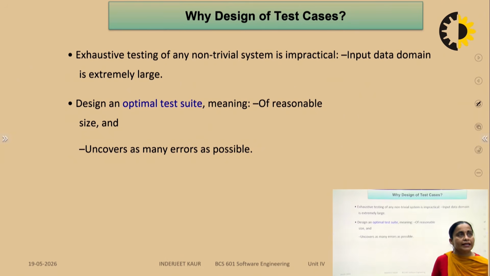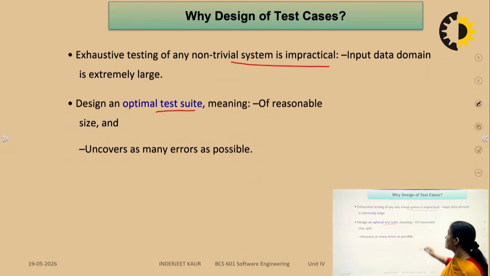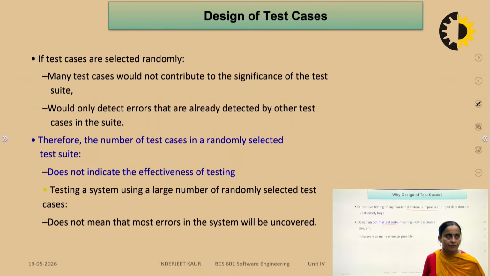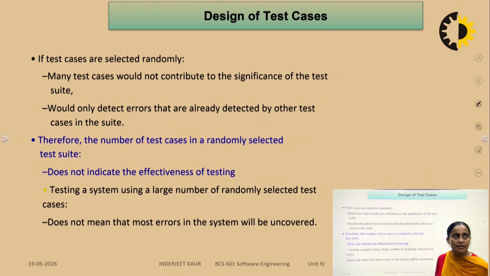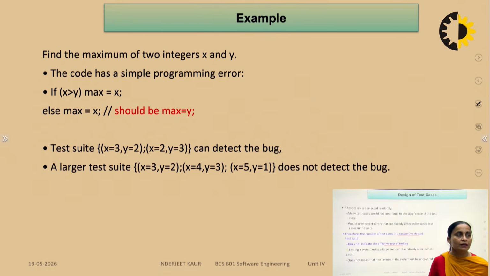So why is there a need for designing the test cases? Exhaustive testing of any non-trivial system is very impractical because the input data domain is very large, and I need to design an optimal test suite, that is, understanding the size of my program and the chances of errors. So if test cases are selected randomly, how will the program handle it? If I write test cases in a random manner, it should not impact the effectiveness of the testing.